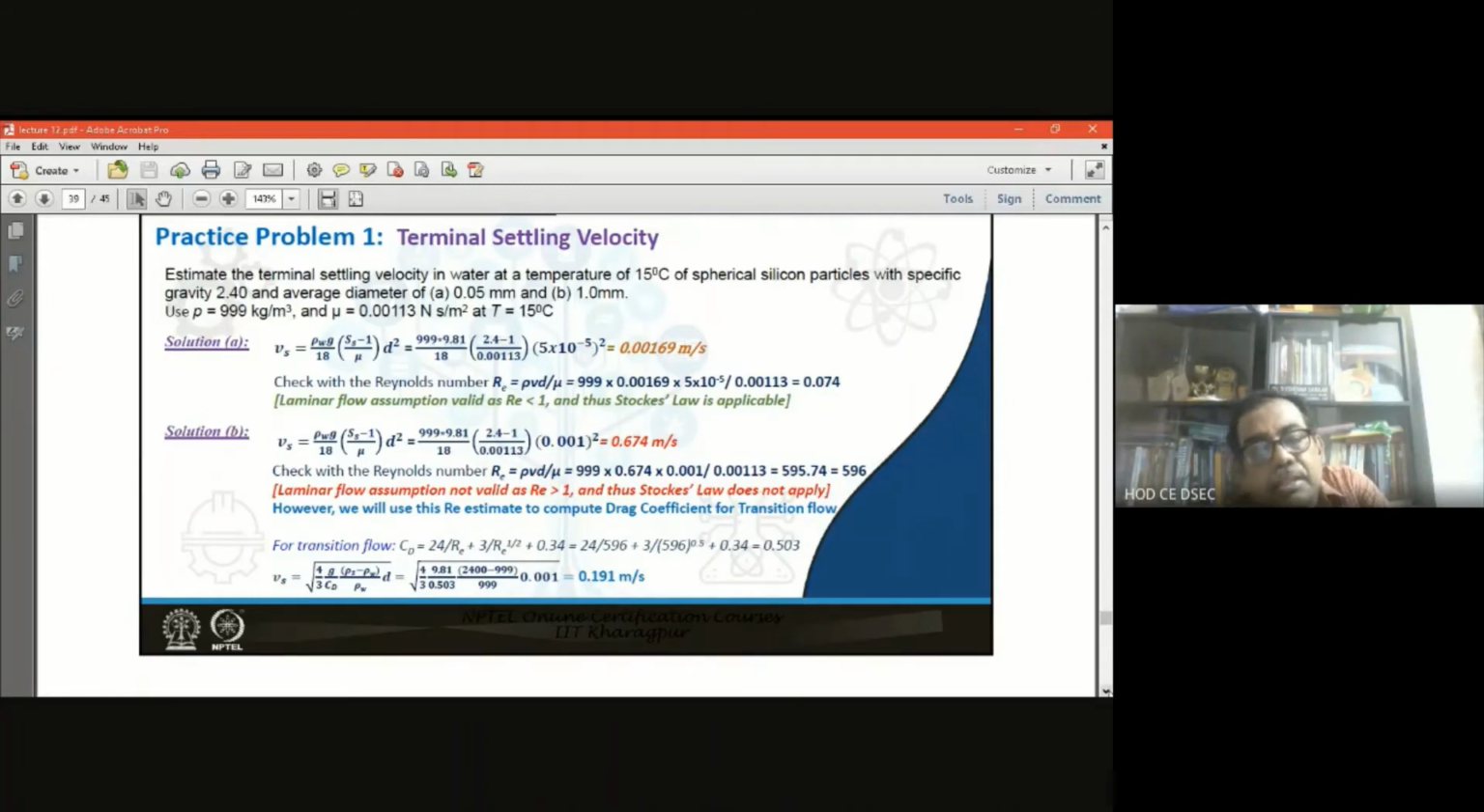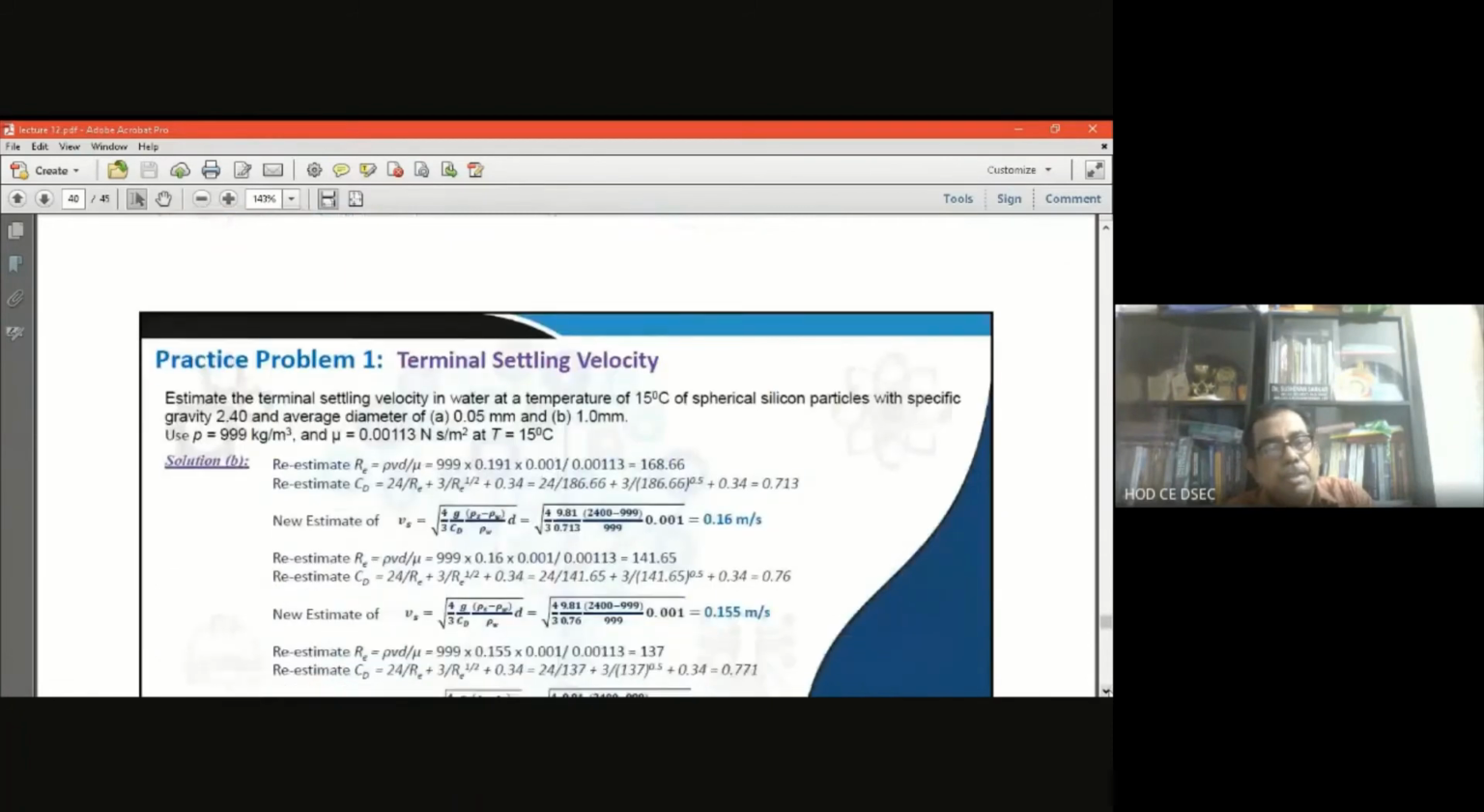The correct answer is 0.9191 meter per second, because here we have to consider the transition flow, not the laminar flow. Fine. So this is a preliminary, very basic problem. I am going to highlight how to determine the settling velocity using the Stokes law. If it is found that Reynolds number is less than 1, it is laminar flow. Otherwise, if it is a transition flow, then how to find out the Vs? I am just giving you the example.